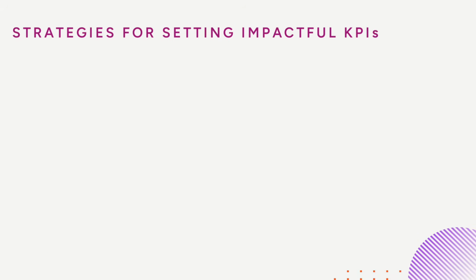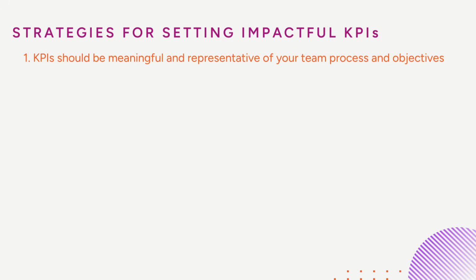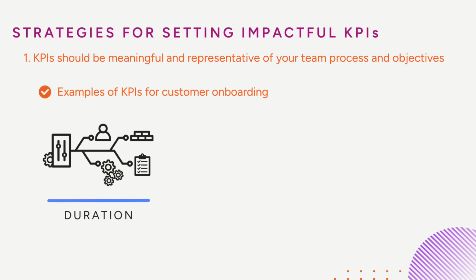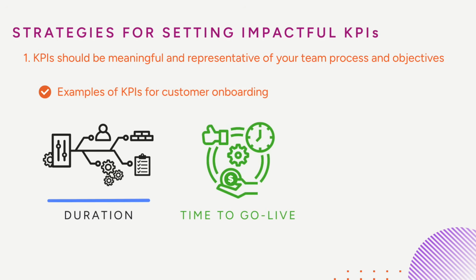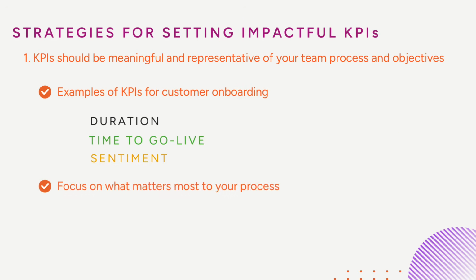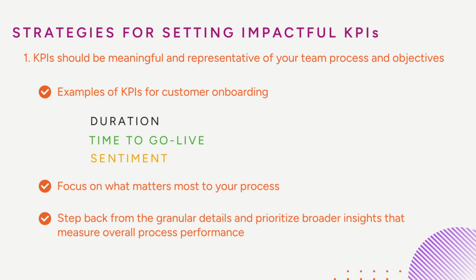With that in mind, let's talk about some general strategies for setting impactful KPIs. At the core, KPIs should be meaningful and representative of your team process and objectives. For customer onboarding, measuring the duration of onboarding projects, time to go live, and customer sentiment could be good starting points. The strategy here is to focus on what matters most to your process. Step back from granular details and prioritize broader insights that measure overall process performance.